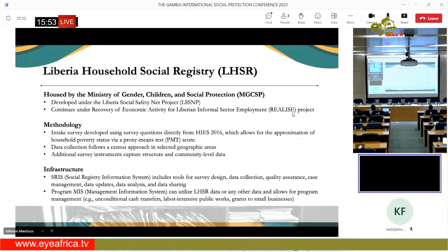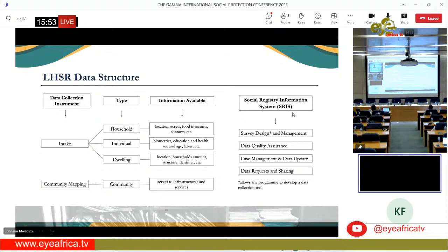They also have a system to manage the registry, plus a program management information system, which is housed by the social register as well, that supports programs like cash transfers, public works, business support, etc. So the data includes household, individual assets and dwelling. It also includes community mapping. That's basically doing a mapping of different services available for the communities and trying to see which households are covered, which households live beyond 2 kilometers from the services, and maybe that information can be used for planning as needed.